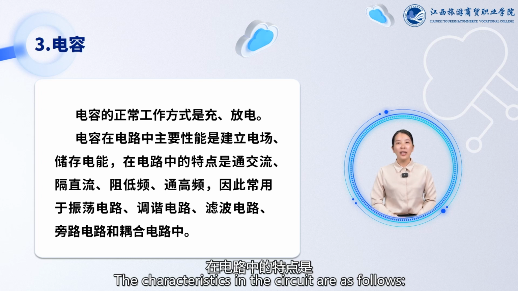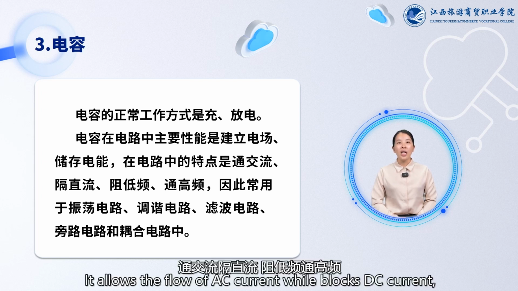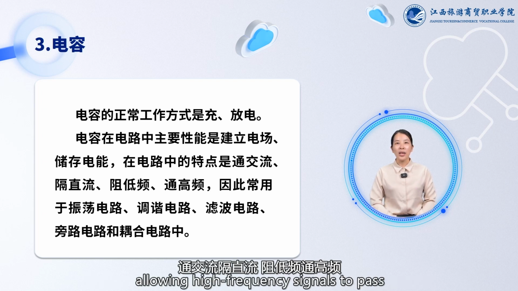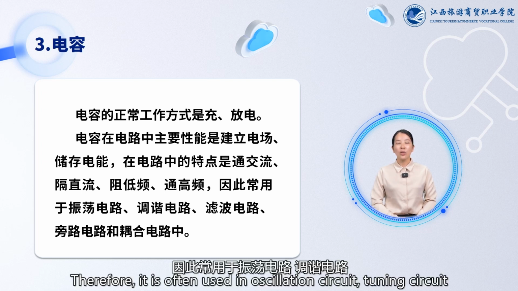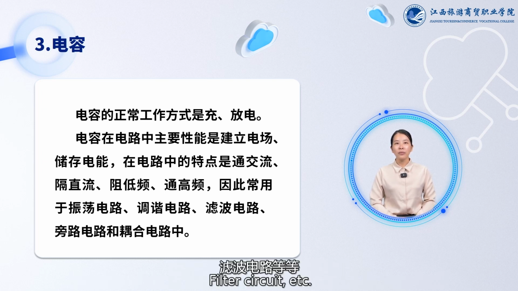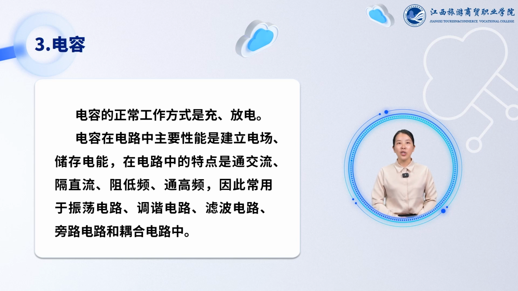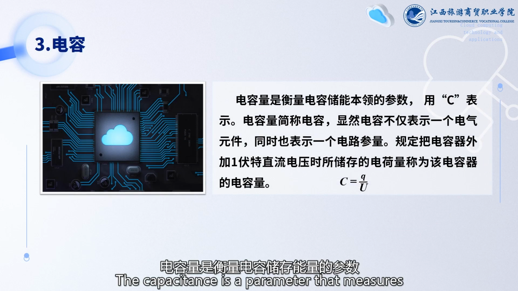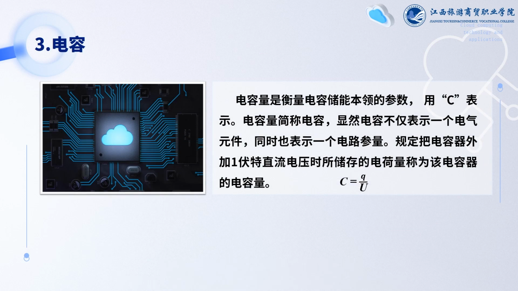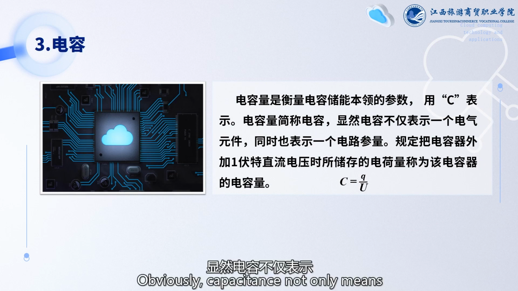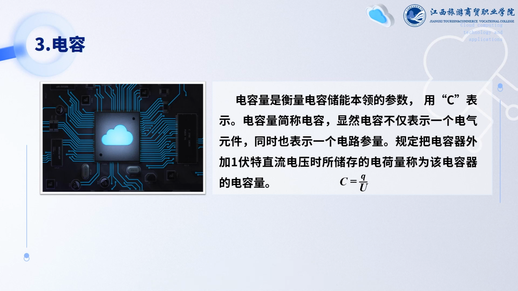The characteristics in the circuit are as follows. It allows the flow of AC current while blocking DC current, allowing high-frequency signals to pass while blocking low-frequency signals. Therefore, it is often used in oscillation circuits, tuning circuits, filter circuits, etc. The capacitance is a parameter that measures the energy stored in a capacitor, represented by C. Obviously, capacitance not only means an electrical component, but also represents a circuit parameter.